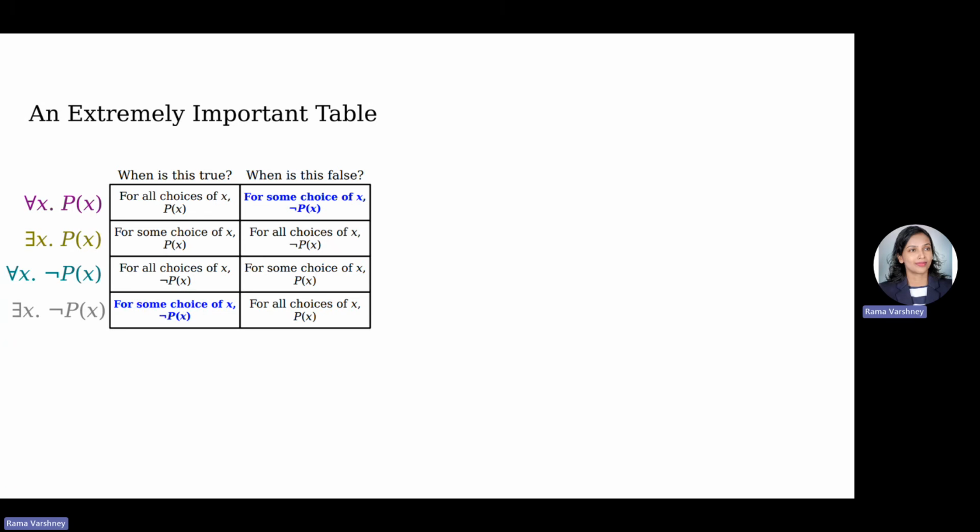For all choices, it is not true. For all x, negation of P(x): for all choices, negation of P(x). For some choices, it is P(x). It could be x is a P. There exists x, negation of P(x): some choices of x, negation of P. For all choices of P(x), this is simple, but very useful.